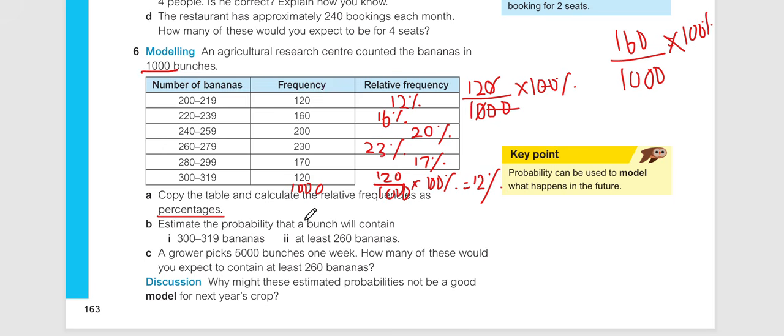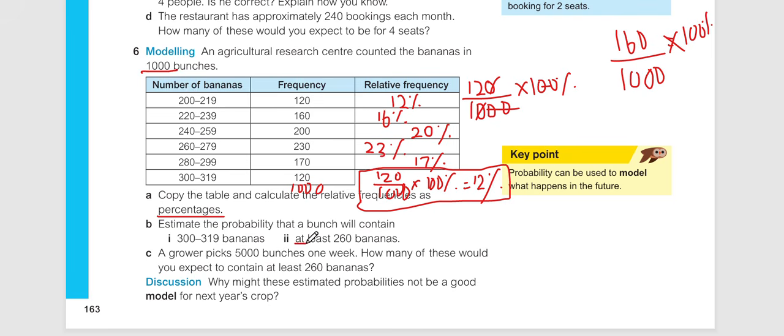Estimate the probability that a bunch will contain 300 to 319 bananas. So we already found it. This is the answer. Yes. It's not given in that table there. You can see that place is a blank. They have not asked you to calculate it, but in the question they are telling you to calculate the probability, so you can calculate it there, right? Yes.